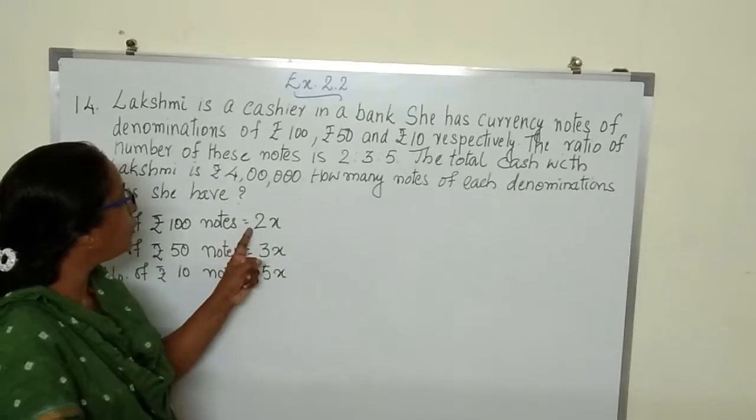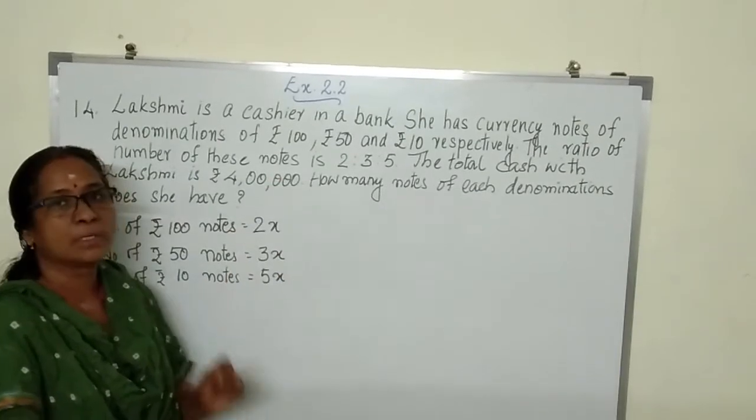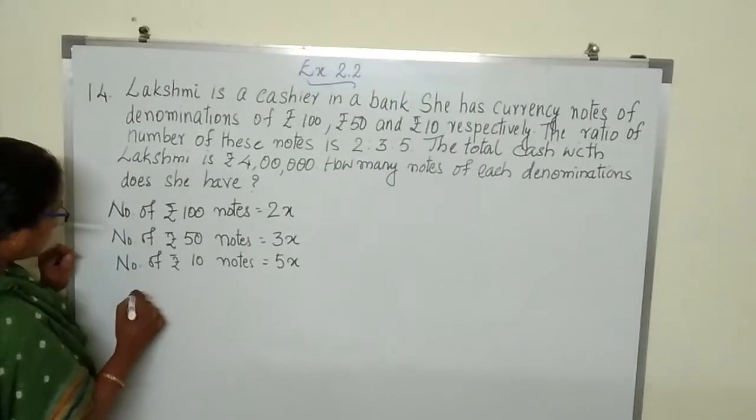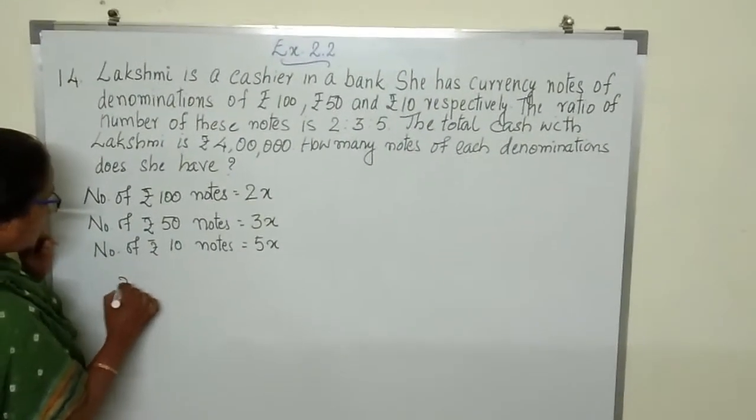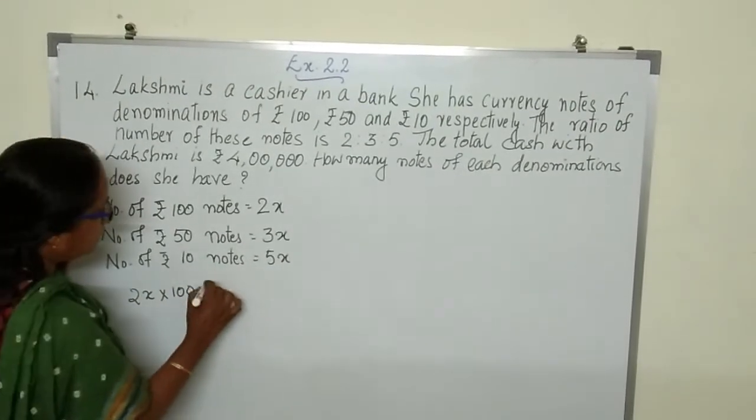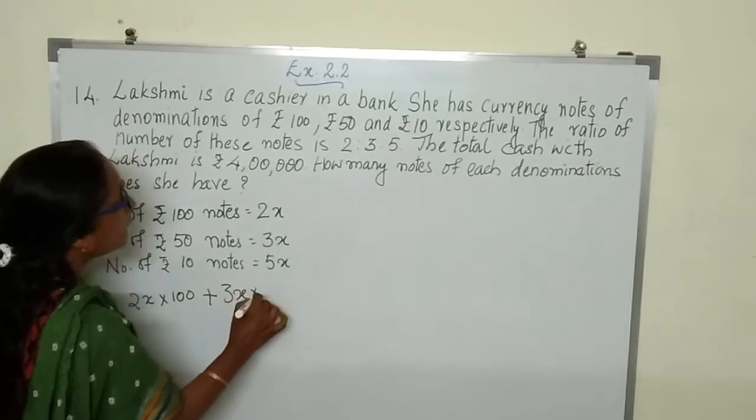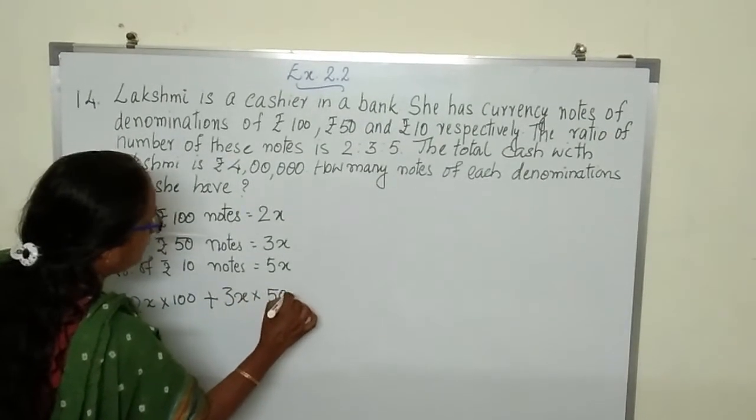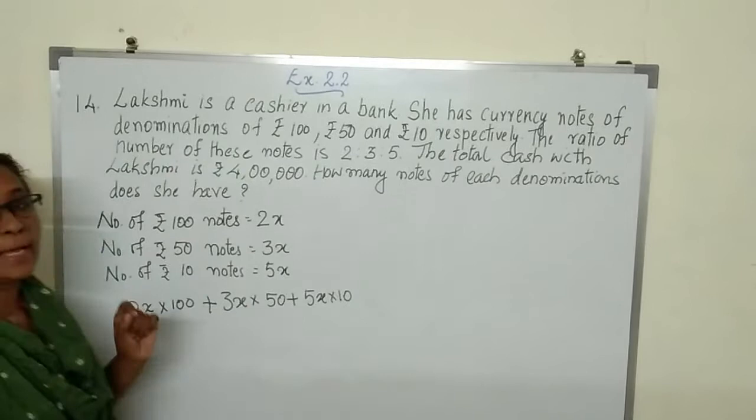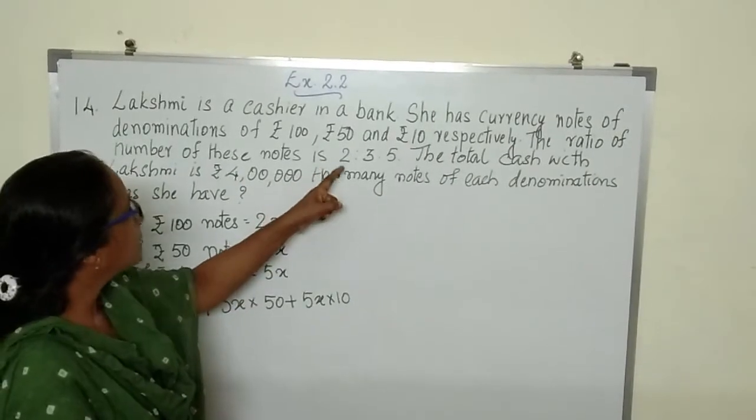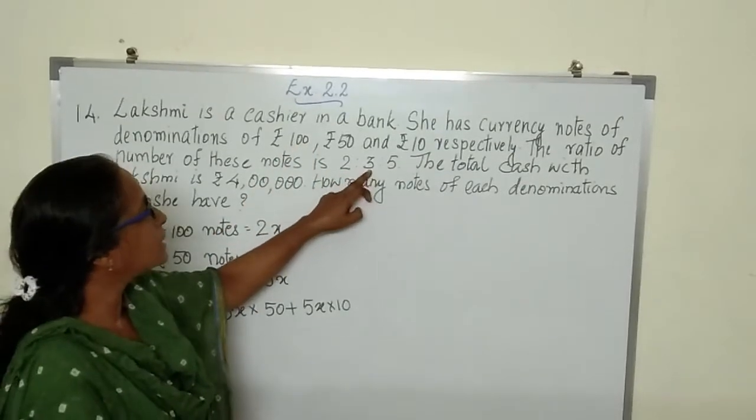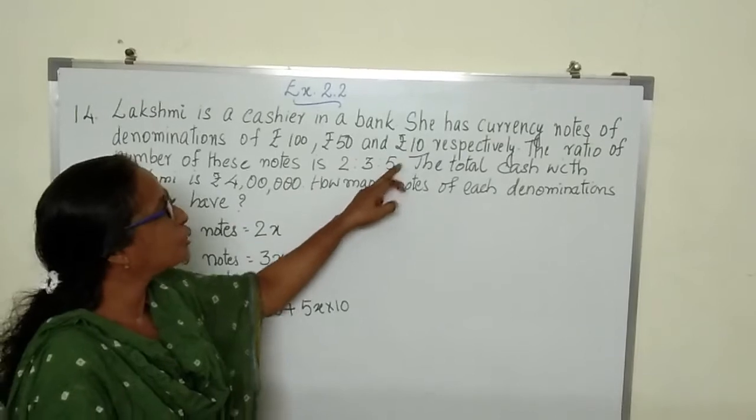Now you think, if you have 2x notes of 100 rupees, how many rupees will be there? So what is the amount? 2x multiplied by 100 plus 3x multiplied by 50 plus 5x multiplied by 10. So the total amount with Lakshmi is, see, 2x notes of 100, 3x notes of 50 and 5x notes of 10.